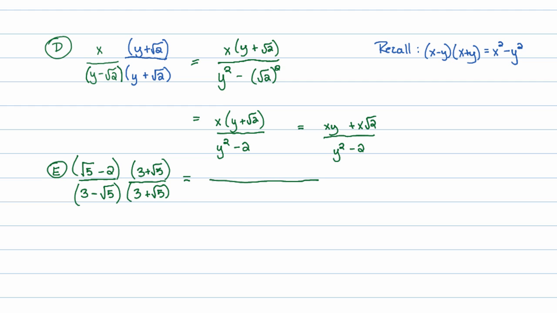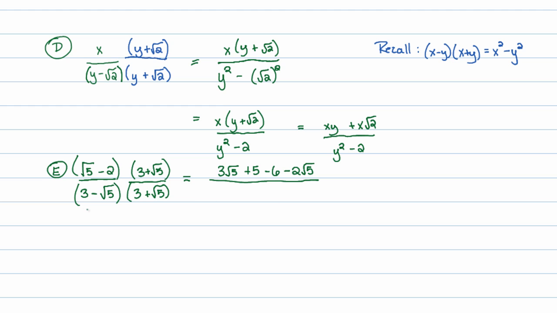In the numerator, I have root 5 times 3, or 3 root 5. Root 5 times a positive root 5, which is a positive 5. A negative 2 times positive 3 is a negative 6. And a negative 2 times root 5 is a negative 2 root 5.